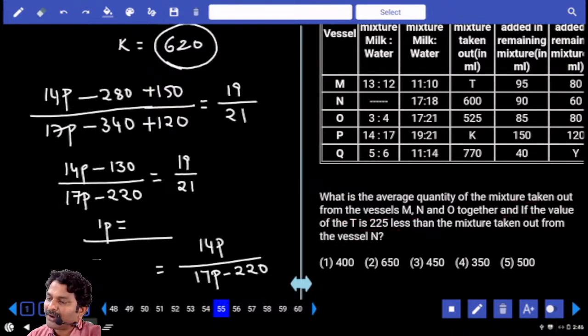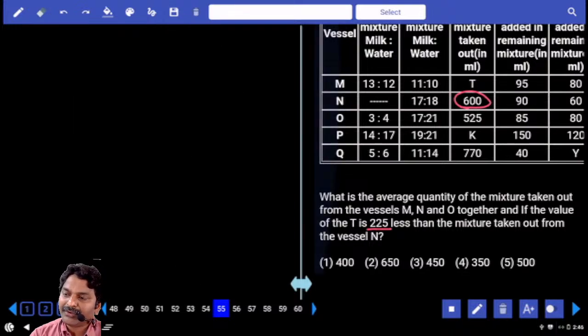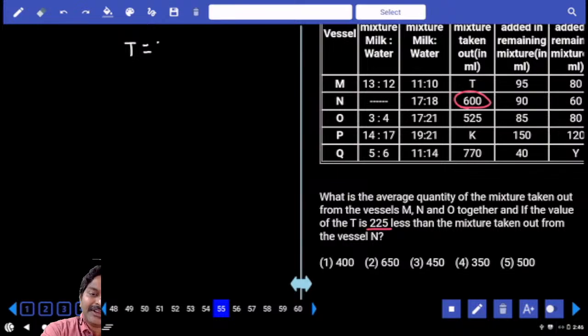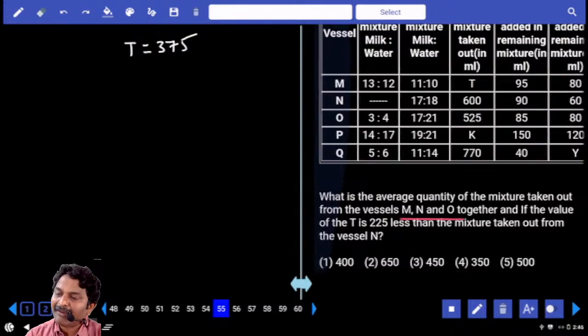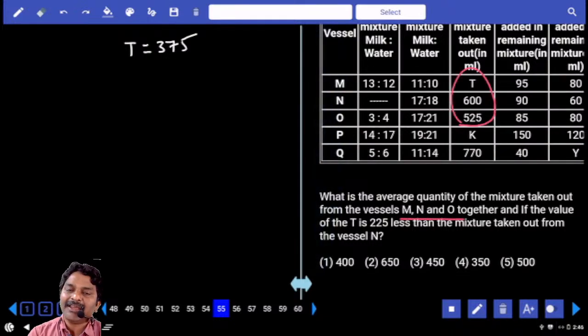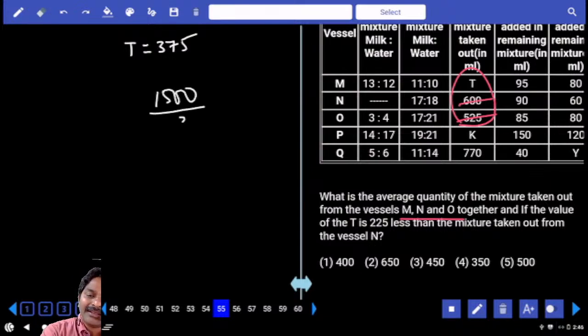What is the average quantity of mixture taken out from vessel M, N, O together, and if the value of T is 225 less than mixture taken out from vessel N. From the vessel N, mixture taken out is 600. 225 less than that number, 375. So T value is equal to 375. We were asked to calculate average for M, N, O. Where T value is equal to 375 plus 525, 900 plus 600, 1500 by 3. Answer 500.